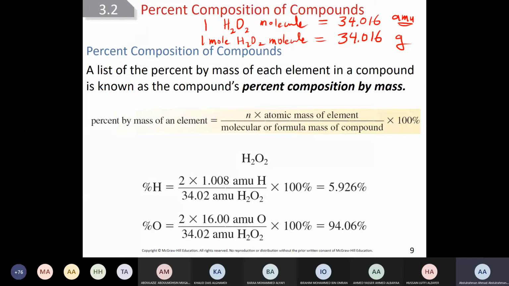That's very important. Good. Now, I want to know what's the percentage of hydrogen in this molecule. What's the percentage of hydrogen in the molecule?